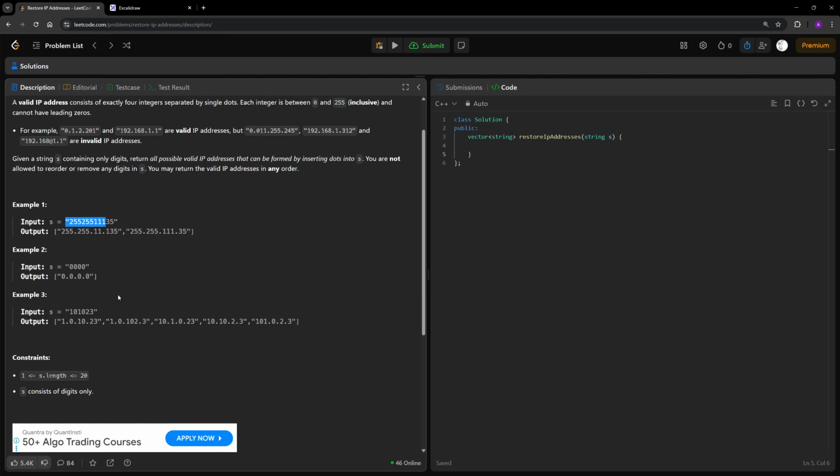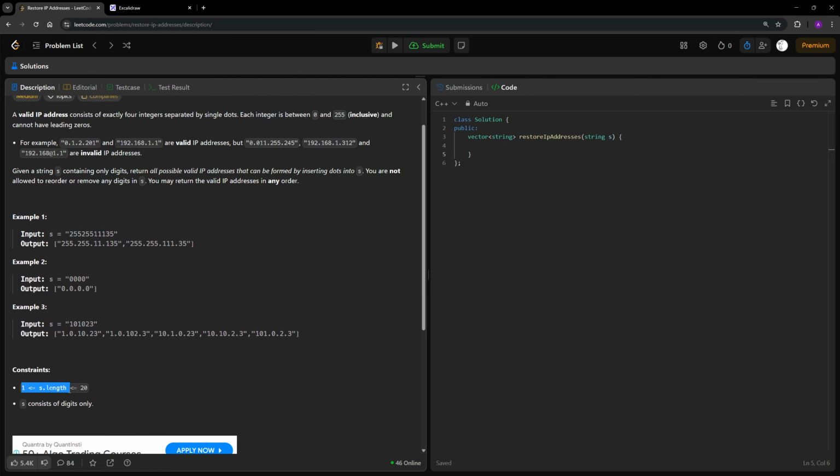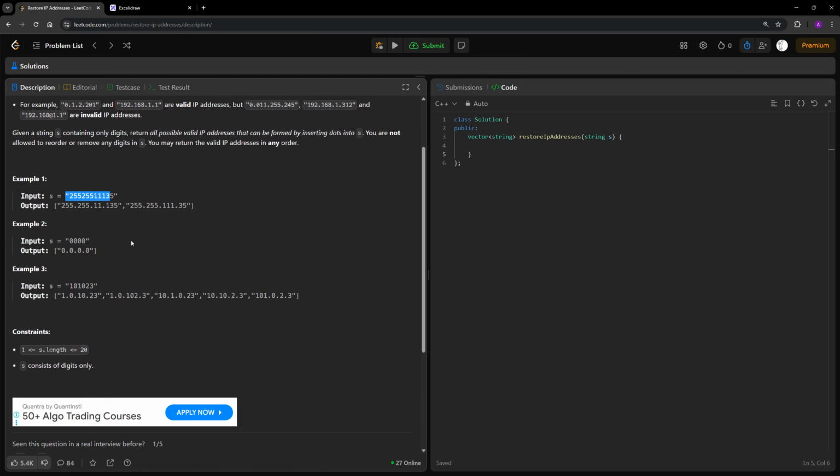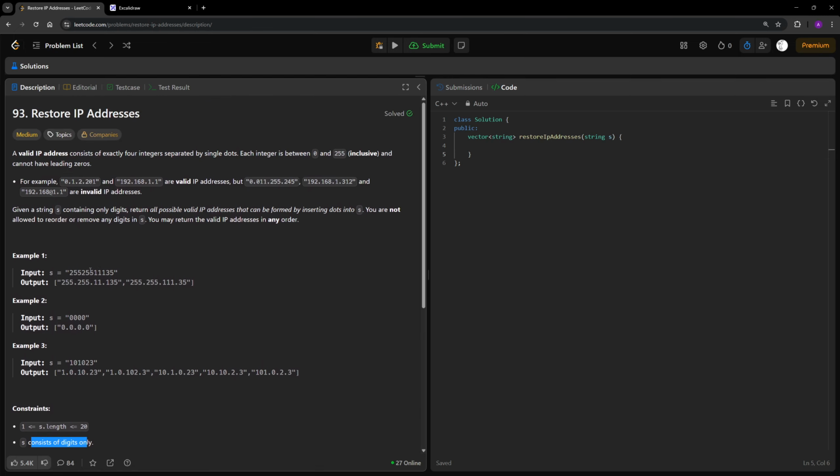This string can have a length between 1 and 20. Just remember this constraint, right? Remember this carefully because it will come in handy, spoiler alert. The thing is that this string represents only digits, and using these digits we have to construct a valid IP address out of this given string.